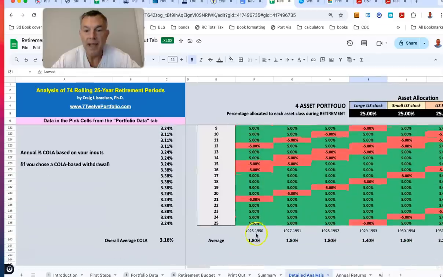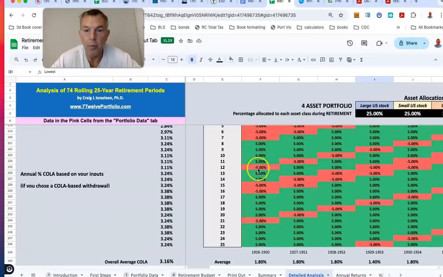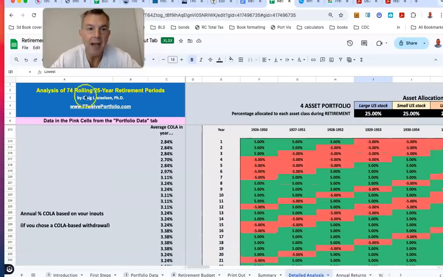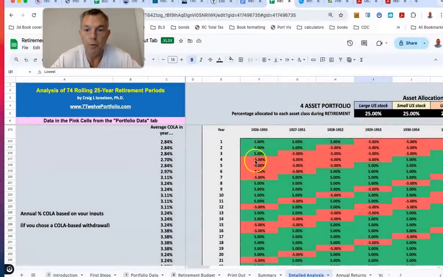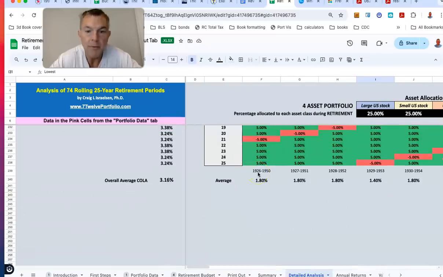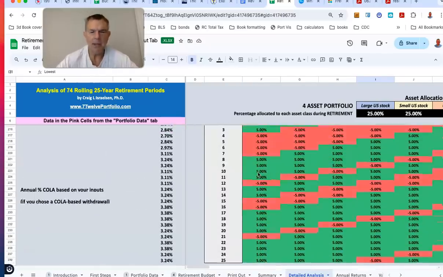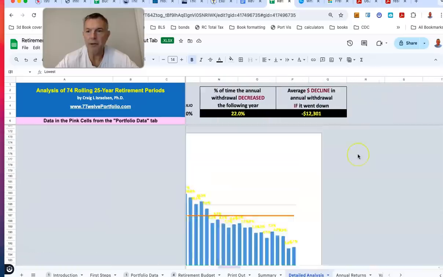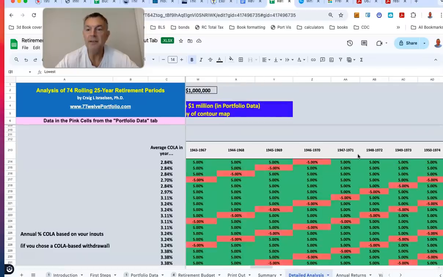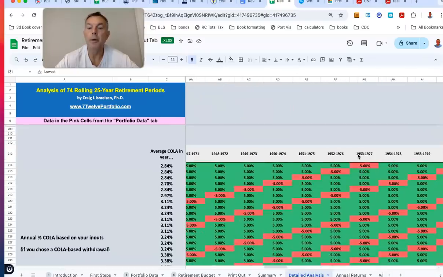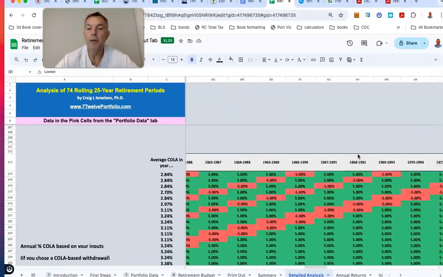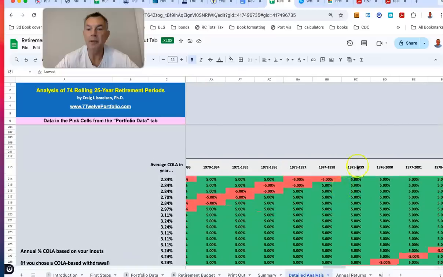All right, so you can see my average increase was 1.8% because I had 1, 2, 3, 4, 5, 6, 7, 8 times I had a decrease in my spending. But those 8 times were dwarfed by the 17 times I had an increase in my spending. So my average COLA was 1.8. I hope that makes sense. Now we're going to scroll over here because this is what I found interesting. We're going to come over to 1974, 1974 to 2000, and let's see, right there, 1974 to 1998.